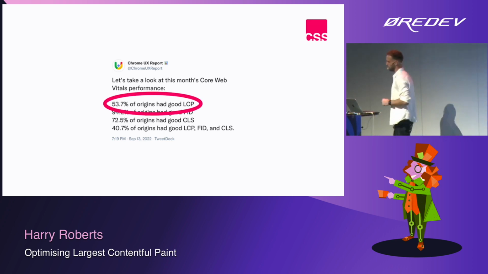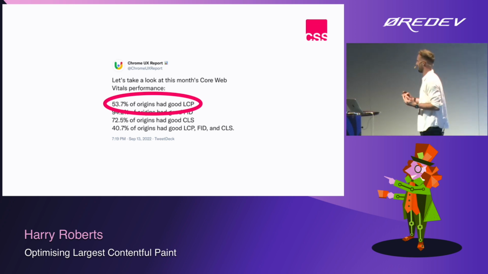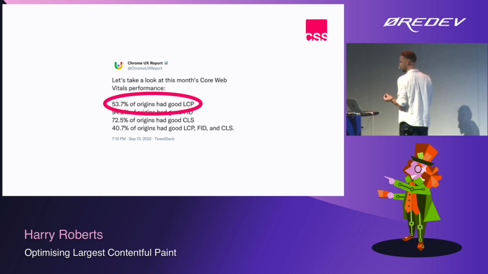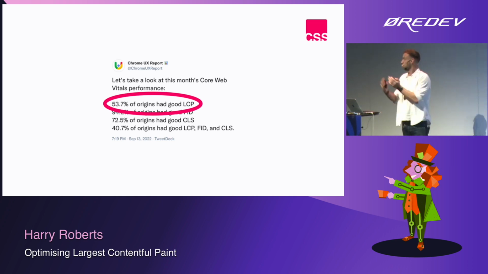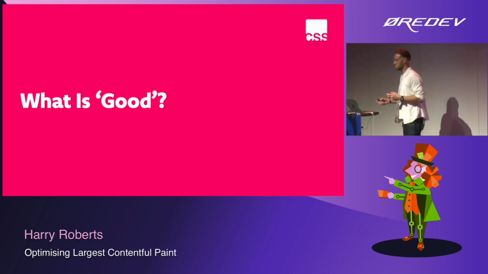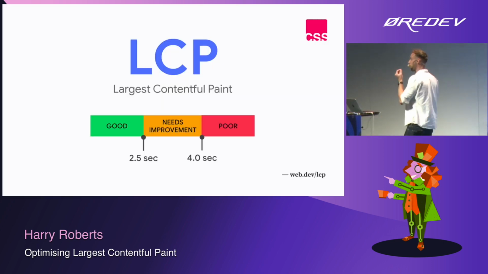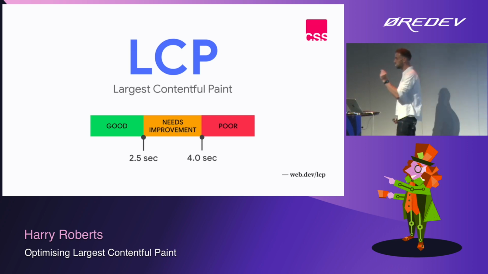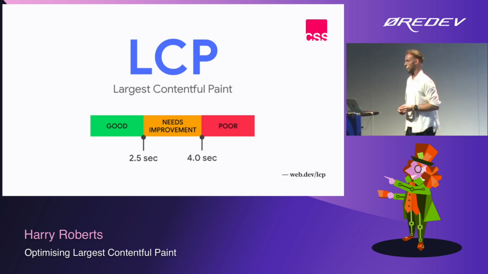Only 54% of websites on the web, origins, have a good LCP. It's a very, very small number, considering it's the easiest one to debug. So this whole talk is going to be about how can we get that number larger? How can we get that more towards 70 to 90%? So what is good? Good is defined as rendering the largest piece of content within 2.5 seconds. So 2.5 seconds or faster would be considered a good Largest Contentful Paint.